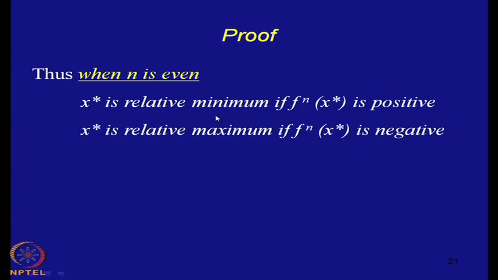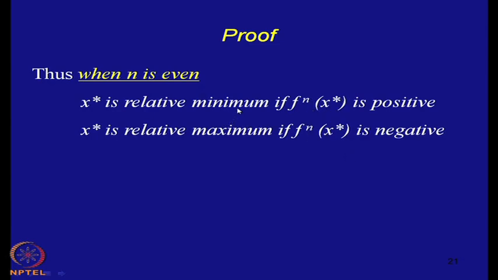When n is even, from the given condition we can say that f of x star plus h minus f of x star is positive if f n of x star is positive, and then the corresponding x star would be the relative minimum for us. And similarly, if f n of x star is negative, that is, f of x star plus h minus f of x star is negative, then we will get the corresponding relative maximum value. That is why when n is even, from the previous expression we can conclude by looking at the sign of the nth derivative.